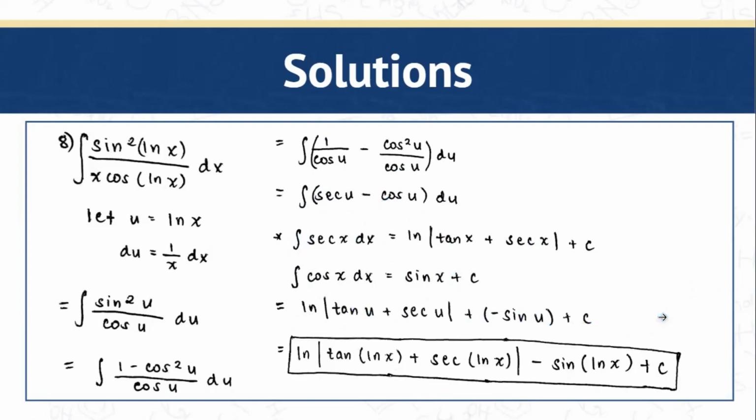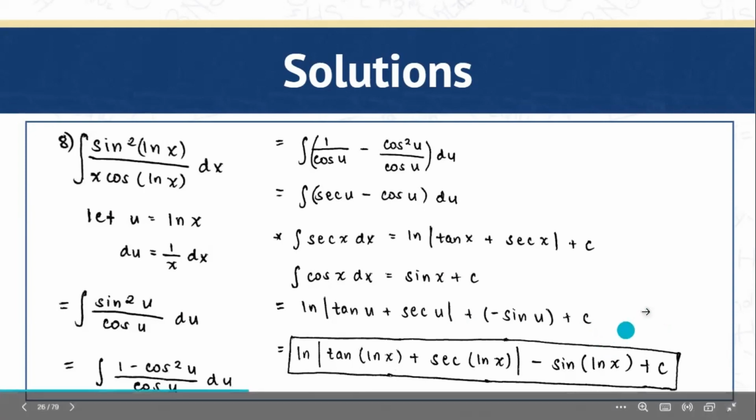And then just undoing the substitution, our final answer would be the natural log of tangent ln x plus secant ln x minus sine ln x plus c. So it's a bit lengthy, and this will be our boxed final answer.